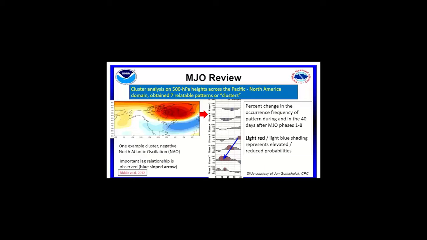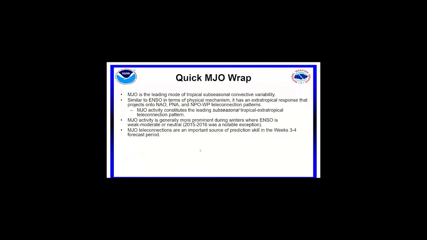This pattern occurs less frequently. And so that's really an interesting paper also that shows this in a slightly different way. All right, so a quick wrap before we get into stratospheric warming and some case studies. So the MJO is the leading mode of tropical subseasonal convective variability. Like I said, similar to ENSO in terms of the physical mechanism, but it has a tropical response that is predictable and projects onto these mid-latitude teleconnection patterns that we've talked about.